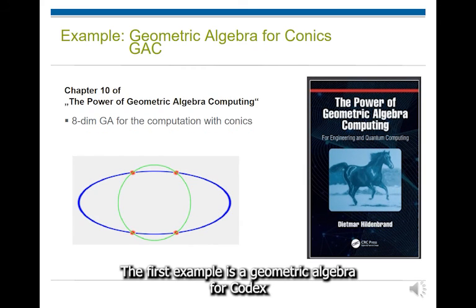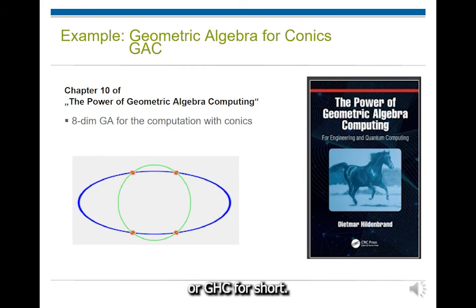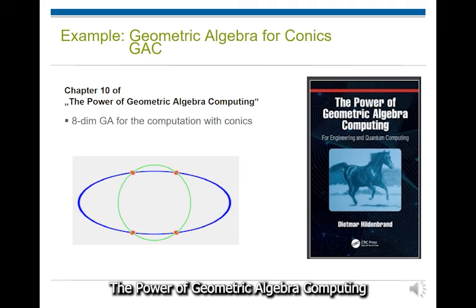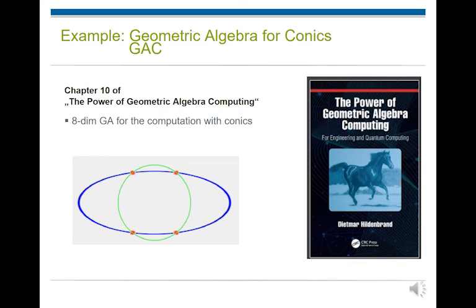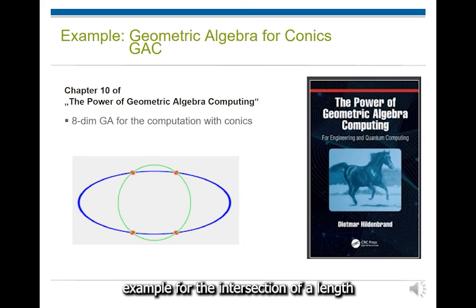Our first example is a geometric algebra for conics, or GAC for short. It is described in chapter 10 of my book, The Power of Geometric Algebra Computing, and it is an 8-dimensional geometric algebra for dealing with ellipses, circles, hyperbolas, parabolas. And here's an example for the intersection of an ellipse with a circle.